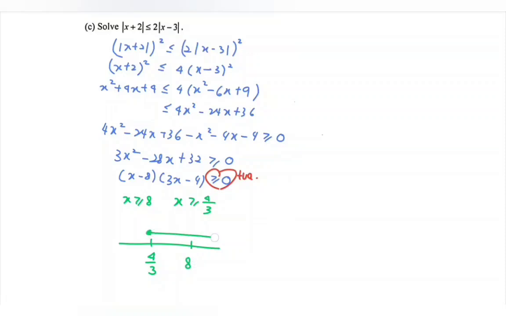Then circle towards the right, then circle towards the right. So here we have positive, negative and positive. We are interested in the positive. So the answer would be negative infinity until 4/3, union, start from 8 until infinity. So these inequalities satisfy the absolute value inequalities.